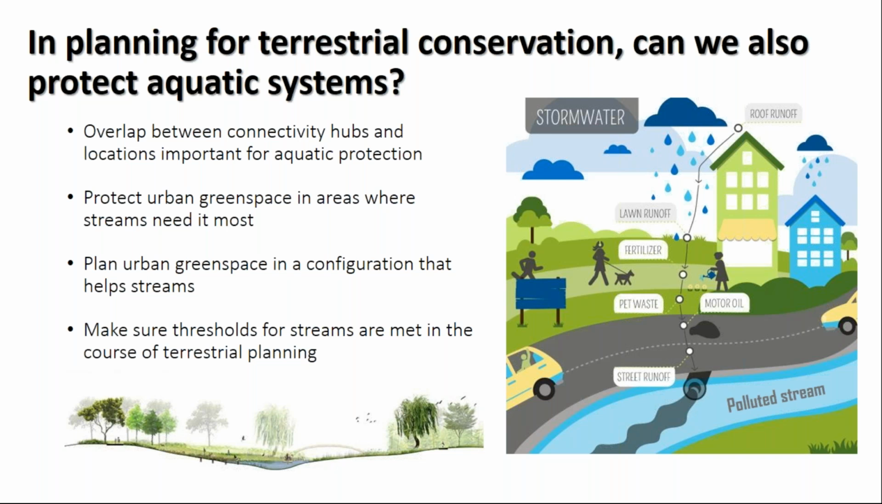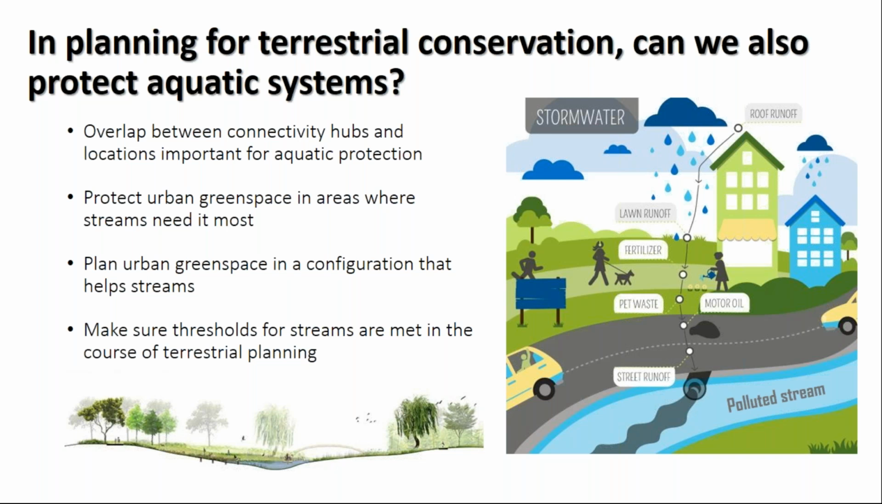And we also find that some of those same large patches are also serving as connectivity hubs and they're not protected. That could be a good way to think about conservation in terrestrial and aquatic systems simultaneously. It also helps us think about where we could protect urban green space where it might be most beneficial to streams, right? So are there certain watersheds where percent impervious surface is really high? Those might be the streams and watersheds that really need the most protection.